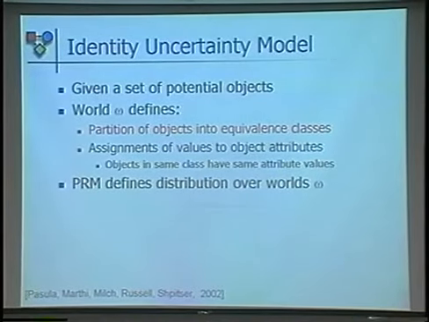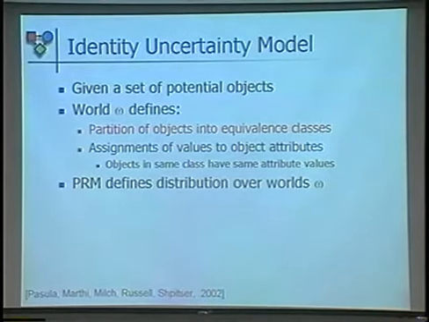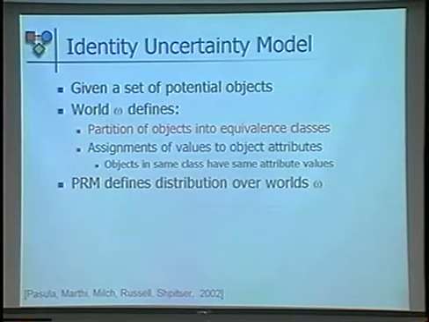The final thing that I'd like to tell you about is something that I think is very important for questions in language. This is a question of identity uncertainty. This is work by Hannah Pasula, who's a student of Stuart Russell at Berkeley. What we're trying to do is figure out which objects are actually the same as which other objects. So we're trying to solve, if you will, the co-reference problem.